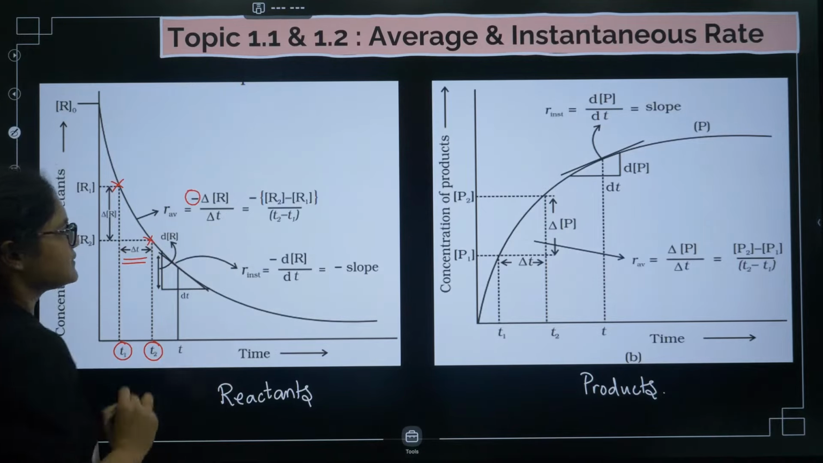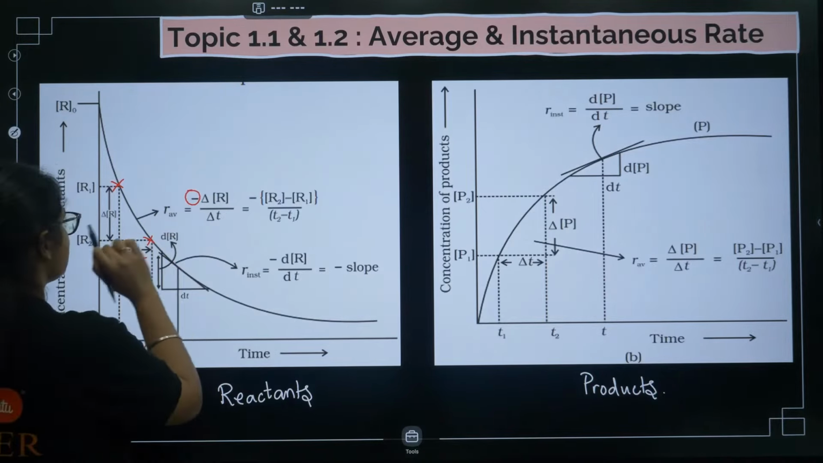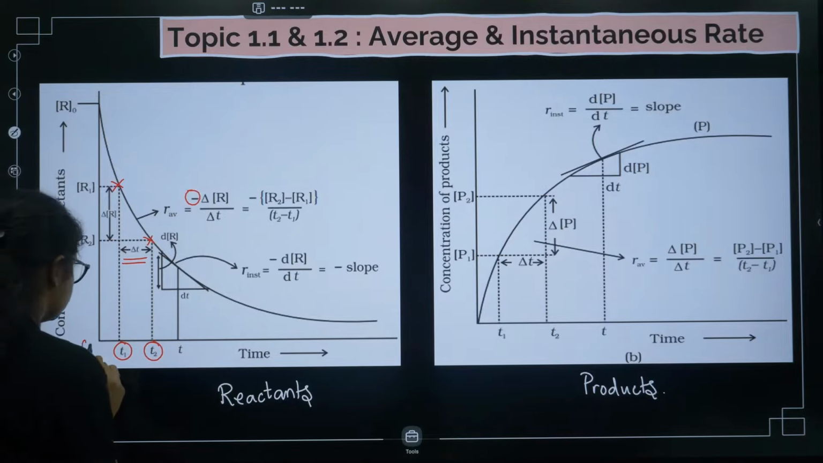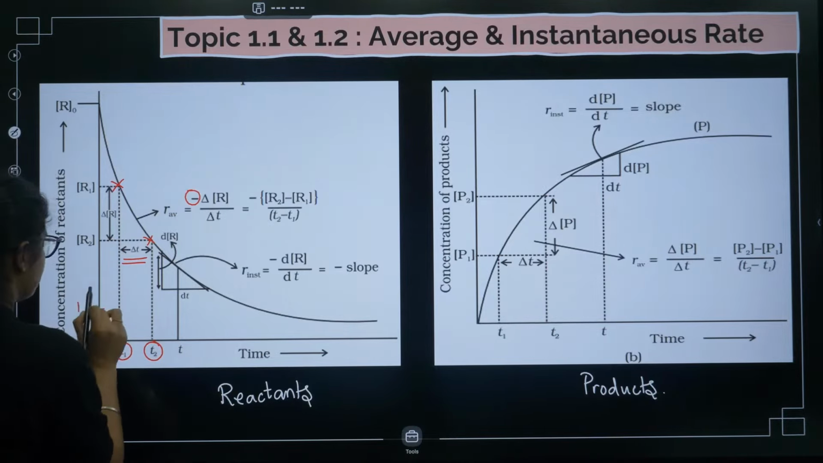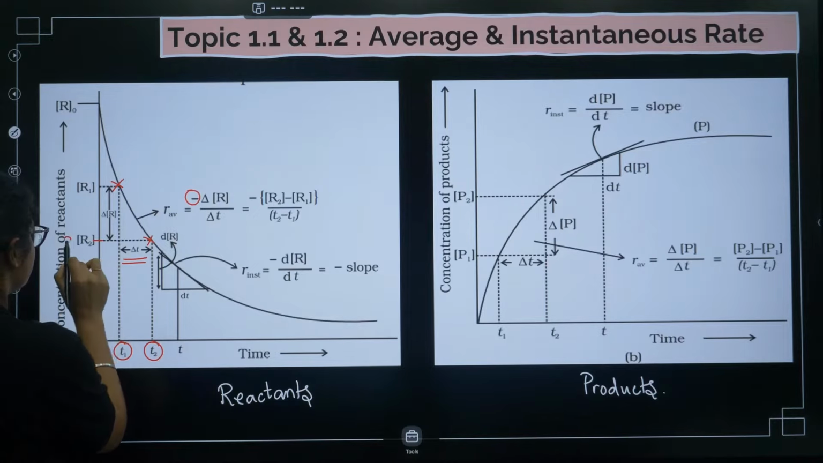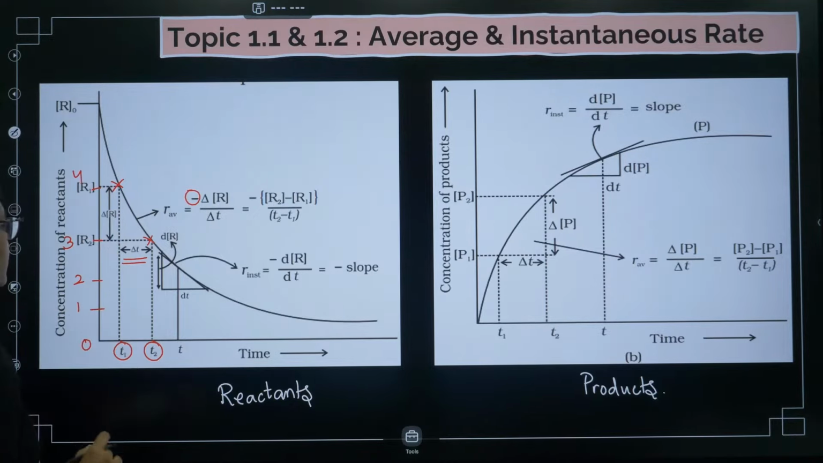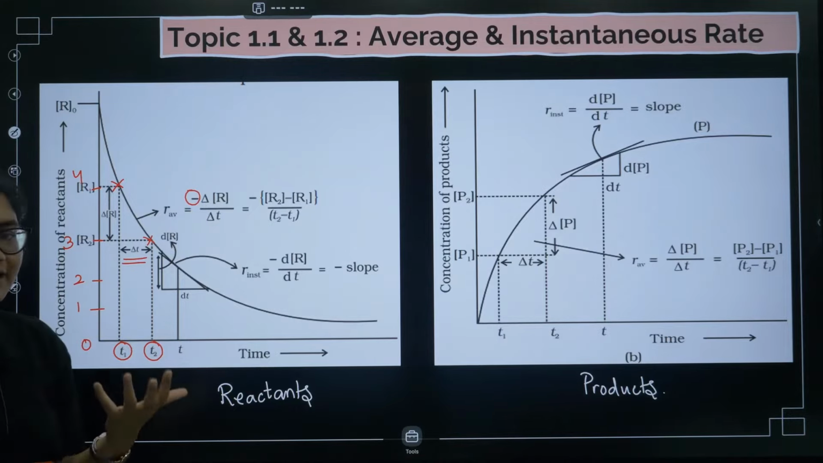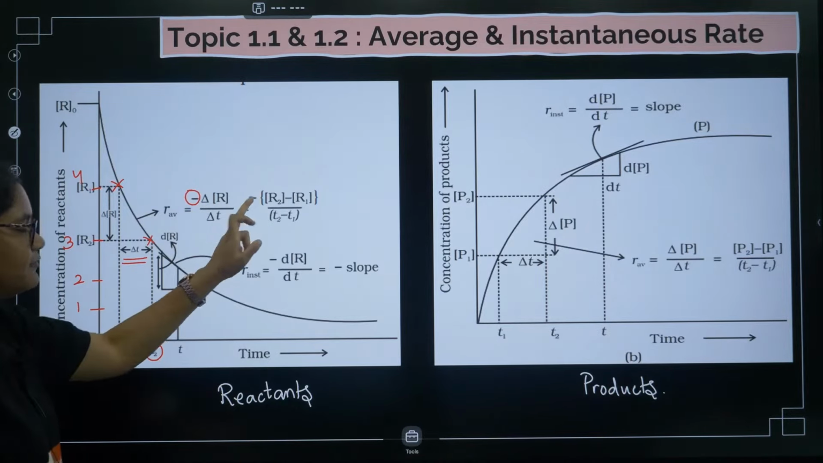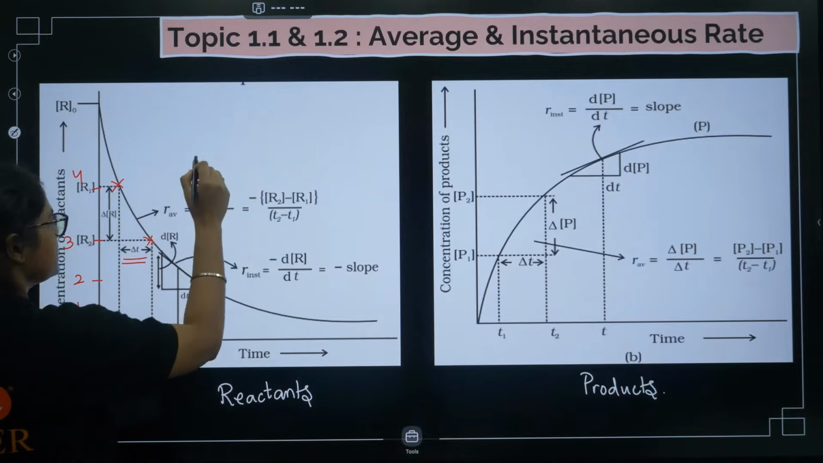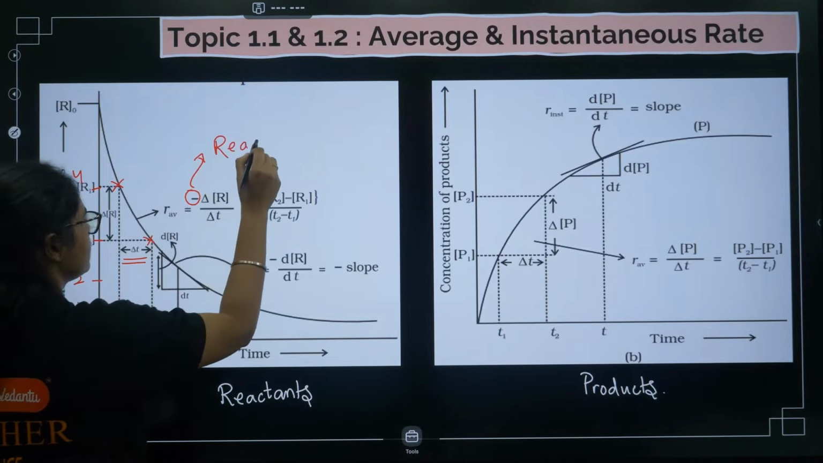Now why has this minus come? Suppose you started from 0, then 1, 2, 3, and 4, for example. We take the final concentration minus the initial concentration, and the concentration of the reactants will decrease, so definitely the final concentration will be less. So I'll get 3 minus 4. But rate of a reaction cannot be negative. So to cancel that out, we have a minus here. So remember, minus has to be always used with reactants only.